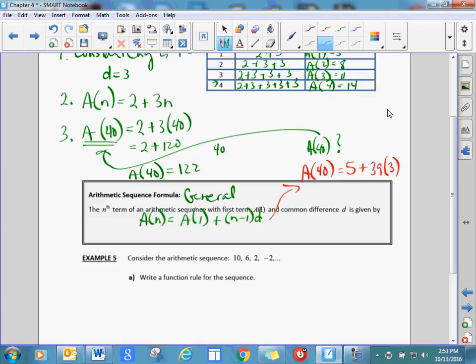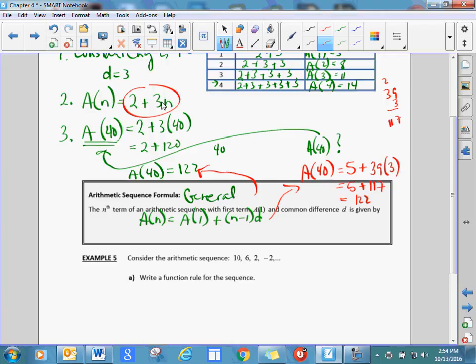So if this works out right, let's see what 39 times 3 is. 7, carry 2. 4 times 3 is 12, so 11. So this is 5 plus 117 equals 122. So this rule, we just proved our answer up here, and we didn't have to know this pattern.